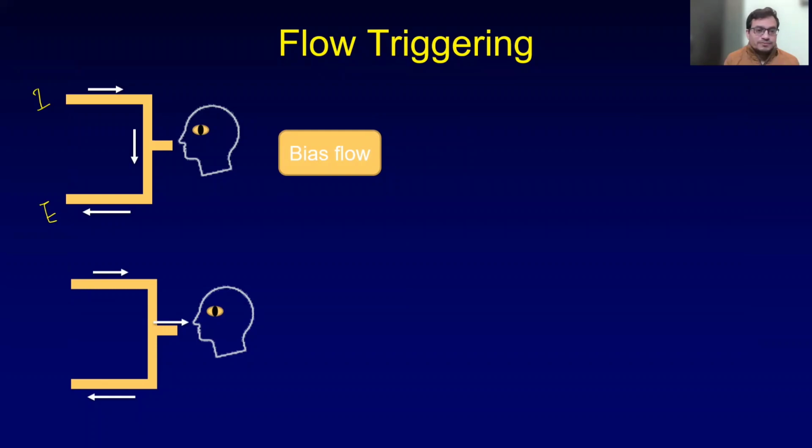So there is always a flow when the patient is not triggering. There is a continuous flow occurring in the circuit from the inspiratory limb to the expiratory limb, and that is called bias flow or base flow. Say the bias flow is 5 liters per minute. So 5 liters per minute is continuously flowing in the whole circuit from inspiration to expiration and back to the ventilator. But when the patient wants to start a breath, an inspiratory flow will be created.